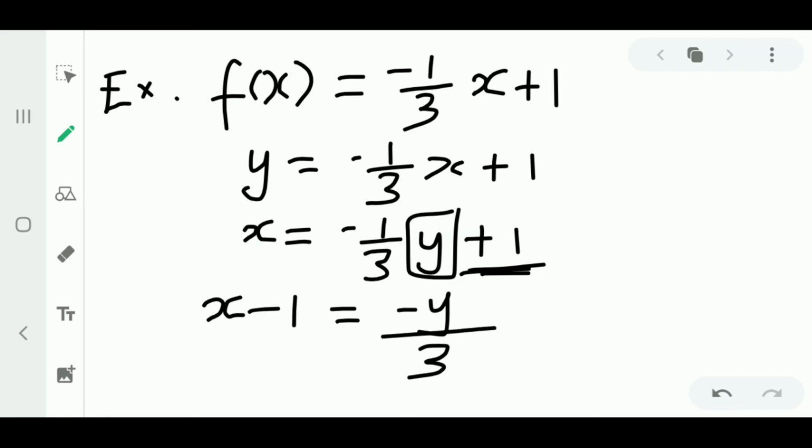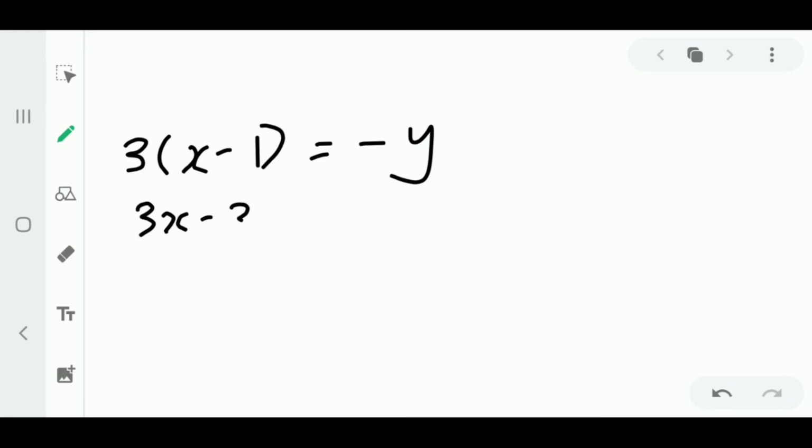We want to get rid of the 3 in the denominator. That means we're multiplying both sides by 3, 3 times the bracket. So that's saying 3 times x minus 1 is equal to negative y. So now we're going to expand the bracket. So it's 3x minus 3 is equal to negative y.